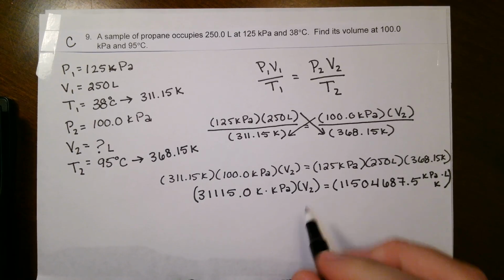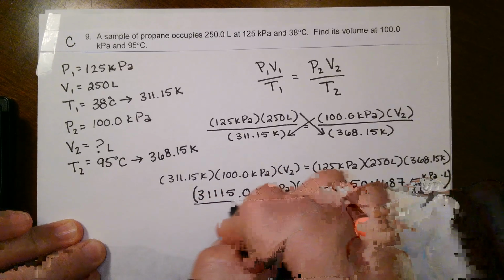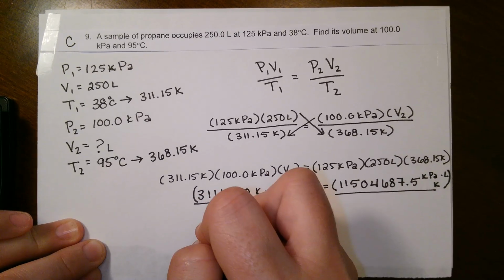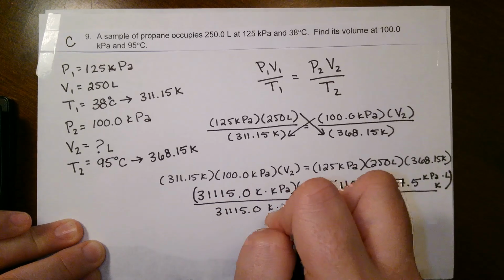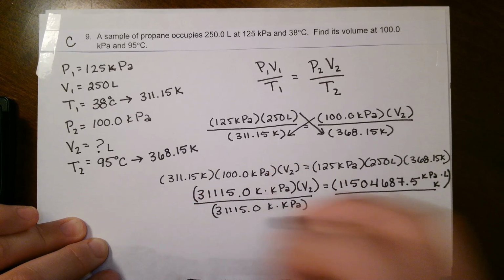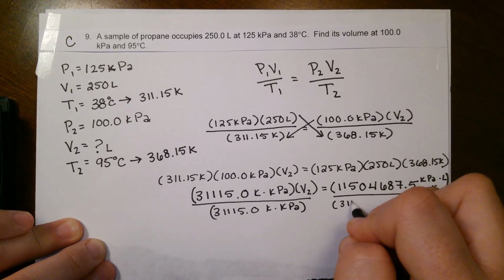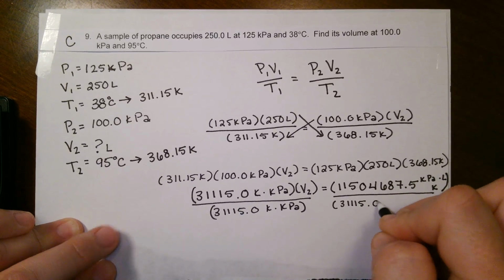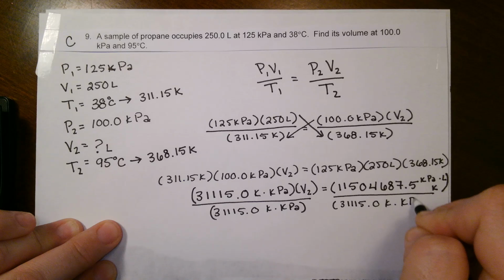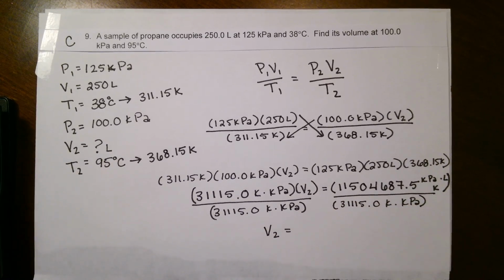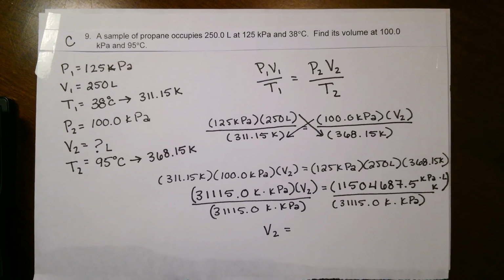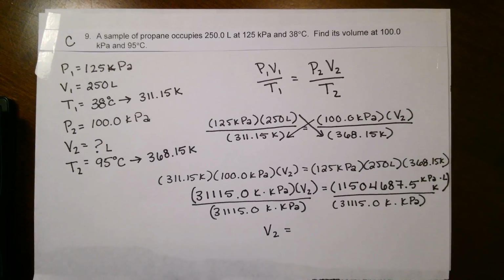Now we're just trying to isolate V2. So equal and opposite always. So we're going to divide both sides by 31115.0 Kelvin kilopascals. So we'll get V2 by itself divided by 31115.0.